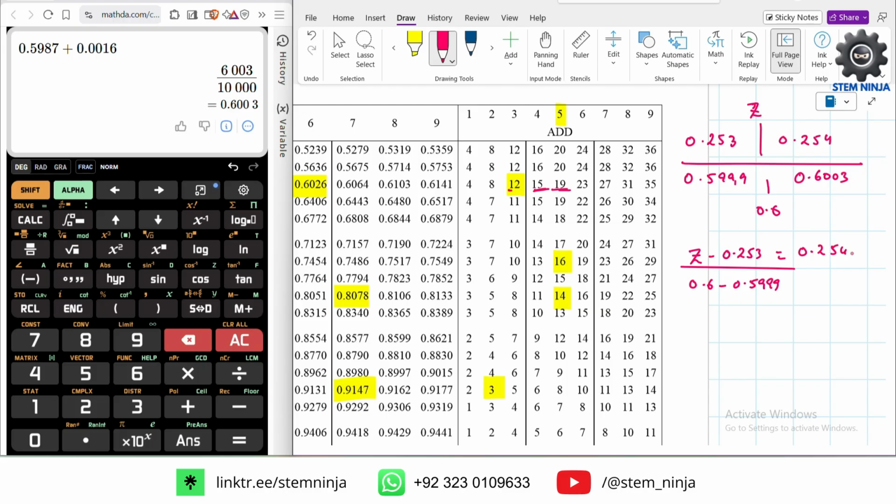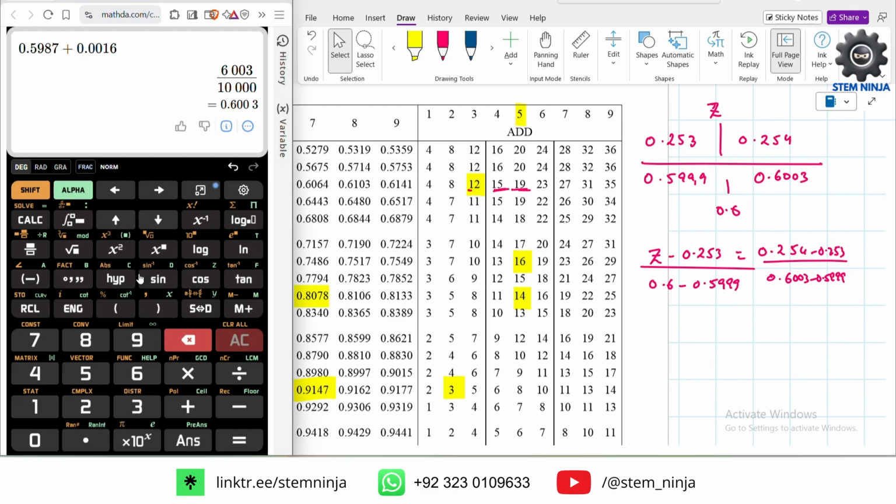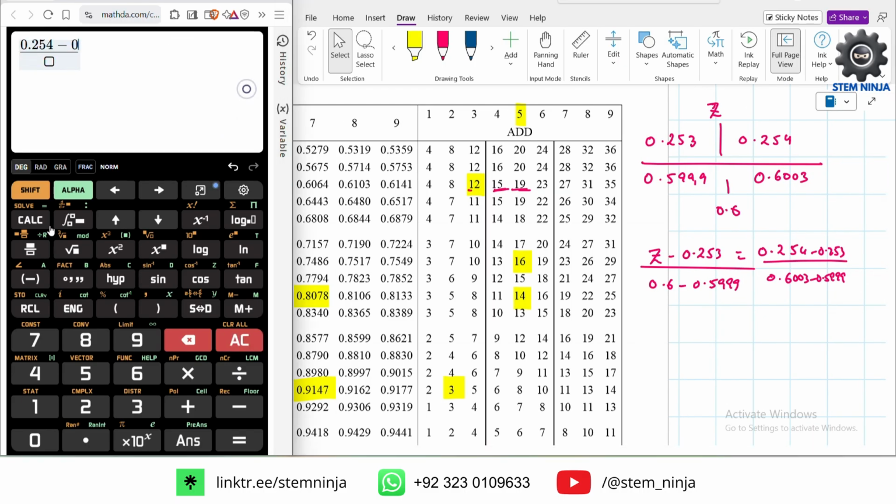So 0.254 minus 0.253 divided by 0.6003 minus 0.5999, times 0.6 minus 0.5999, plus 0.253. Right, so 0.25325. Okay, so we can use that.